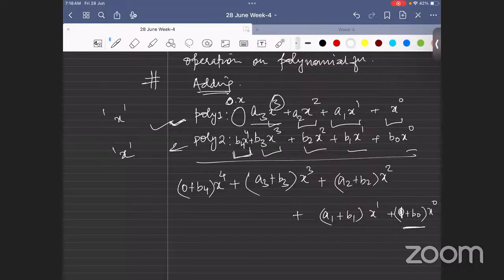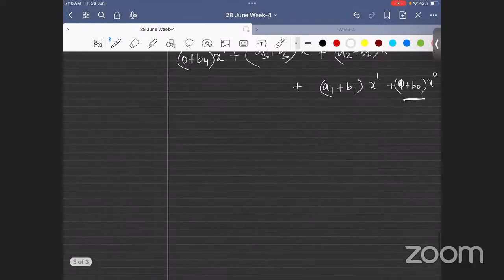And the same thing you'll be doing for the subtraction also. So for the subtraction also, just take out the variables with the same degree, and then you'll be adding or subtracting the coefficients, whatever has been given to you. Okay, is it clear to everyone?